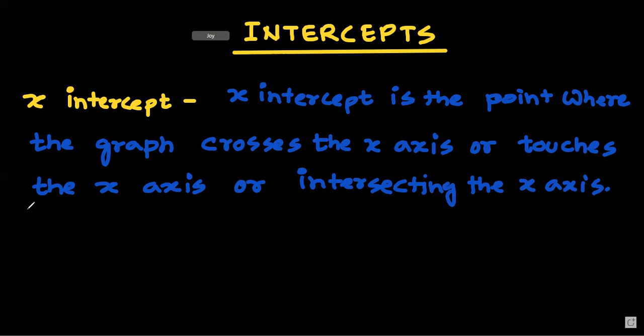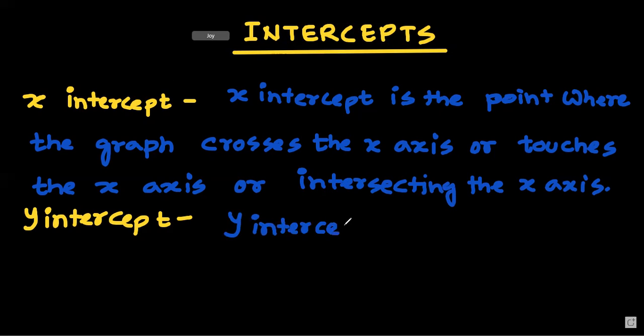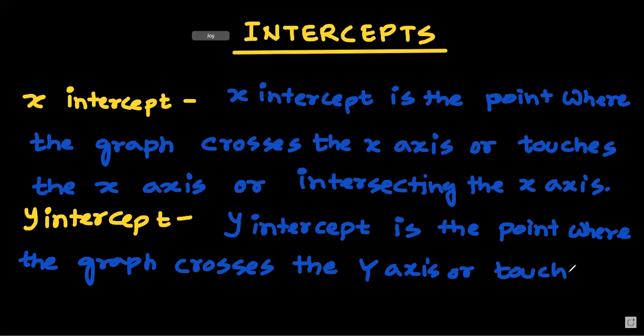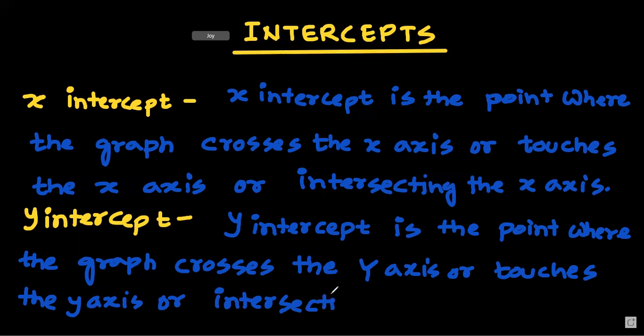Okay, and what do you mean by y-intercept? Y-intercept is the point where the graph crosses the y-axis, or you can say touches the y-axis, or you can say intersecting the y-axis.